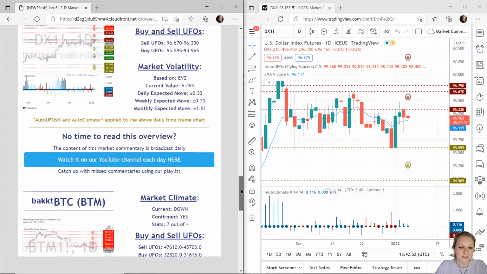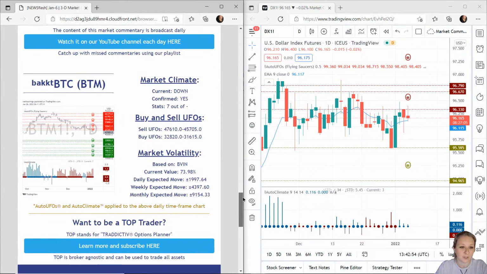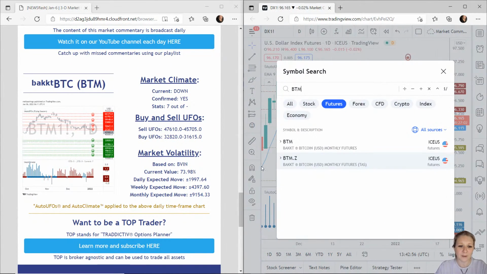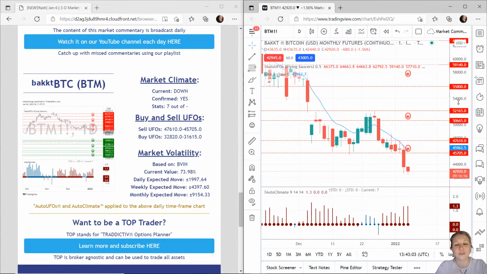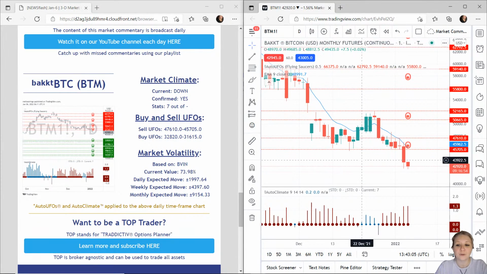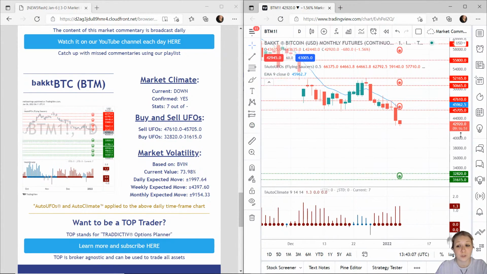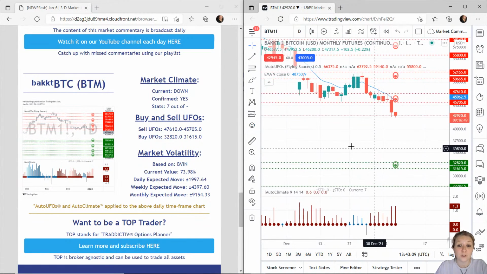Last but not least, let's move on to the final market, which is Bitcoin. As I load Bitcoin, again, to point your attention down here to our platform, it's called TOP. Stands for Tradictive Options Planner, although you can use it not just for options but for stocks and futures, and you can use it for analysis purposes for Forex as well.